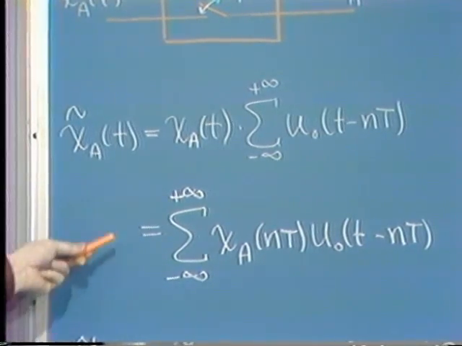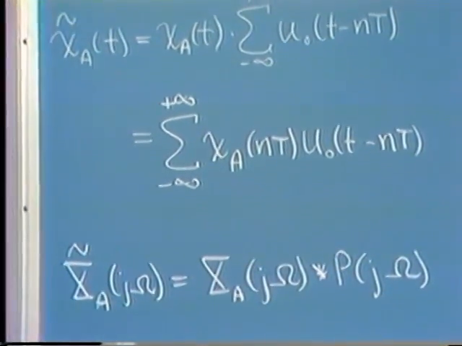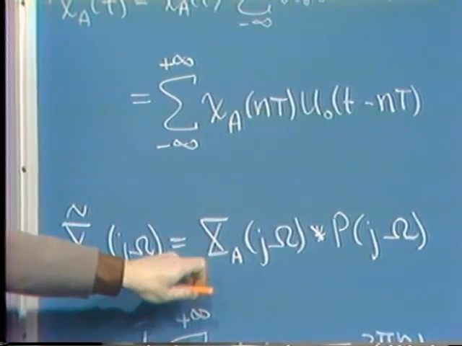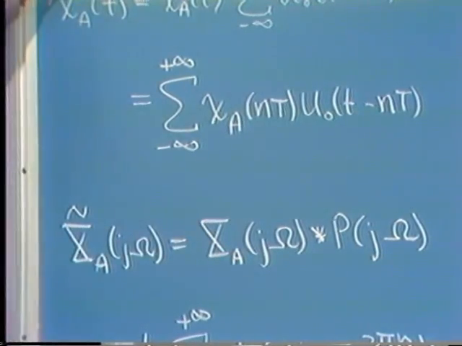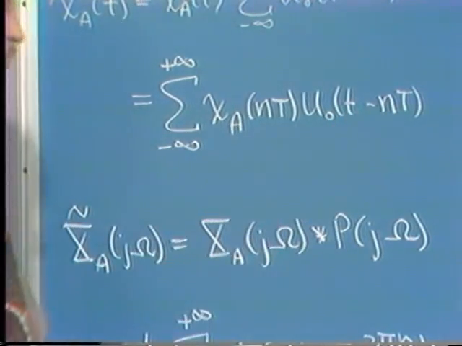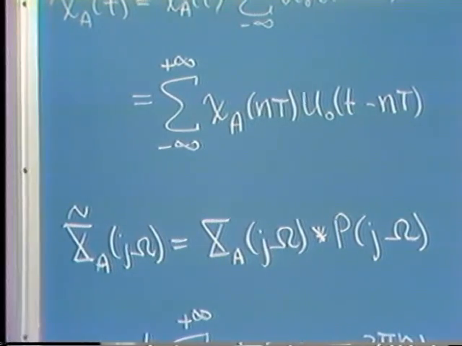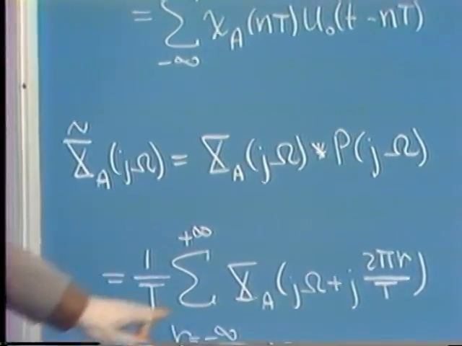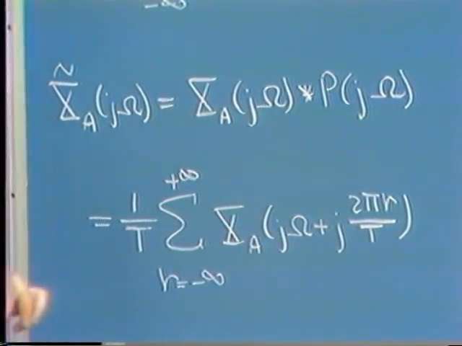This u0, by the way, is the notation I'm using to designate a unit continuous time impulse. Now, in the Fourier transform domain, the continuous time Fourier transform is the convolution of the Fourier transform of x sub a of t with the Fourier transform of the impulse train, which is an impulse train in the frequency domain. That's a result that you should be familiar with for continuous time signals. Or equivalently, it's given by 1 over T times the sum of x sub a of j omega plus j 2 pi r over capital T.